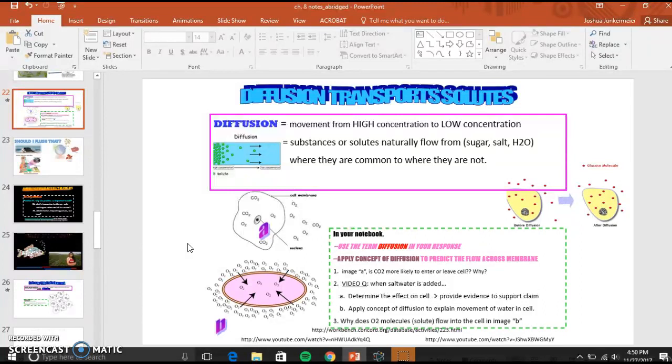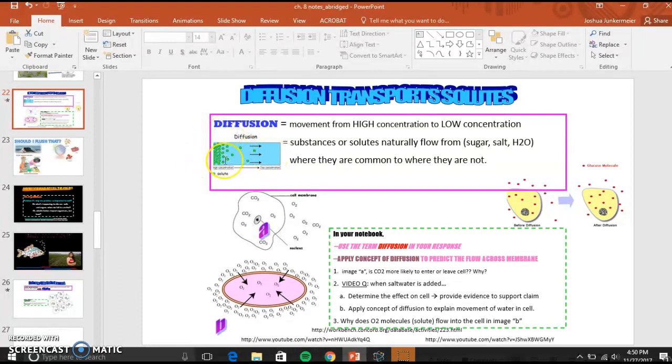And diffusion is a really important concept, so I figured I'd spend a little longer, just show you one video from YouTube, hopefully it plays well. And then also one quick simulation that just shows diffusion, which is the movement from high concentration to low concentration. That means anytime something diffuses, it's moving from a high concentration to where it's less common or a low concentration.